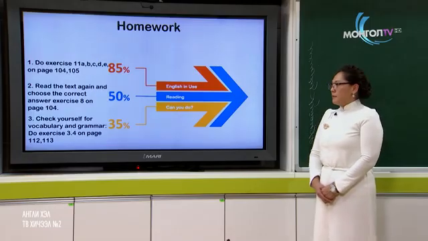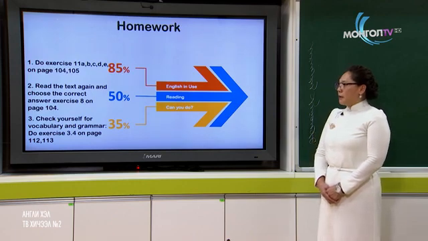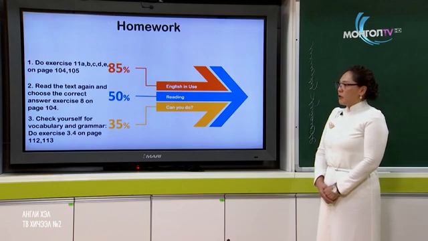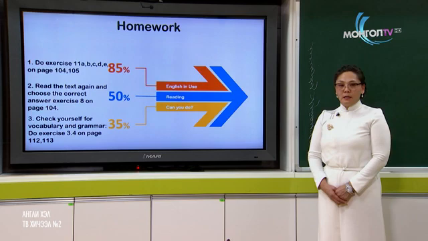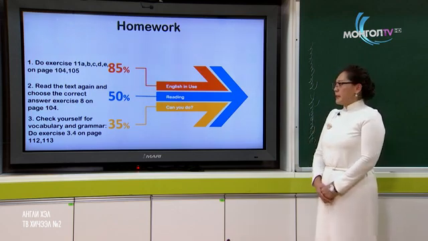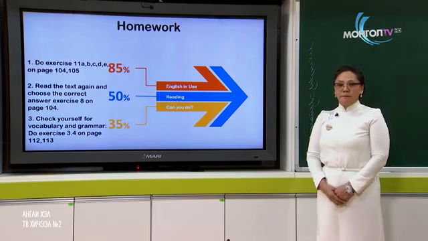Okay, number 3 is check yourself for vocabulary and grammar and do exercises 3 and 4 on pages 112 and 113. It will be about 35% and you could do some grammar and vocabulary.